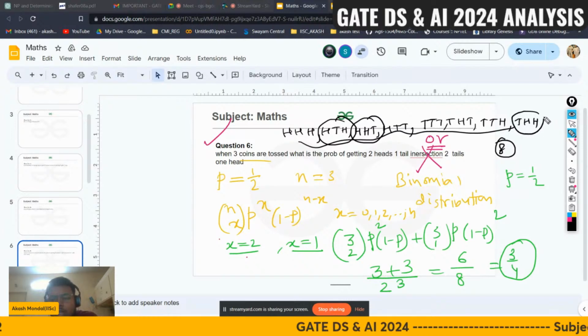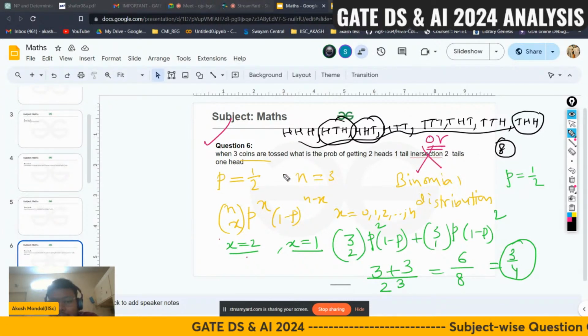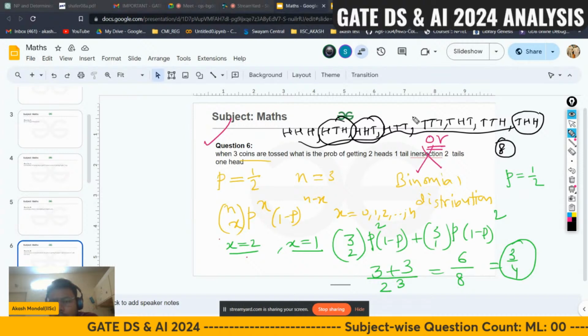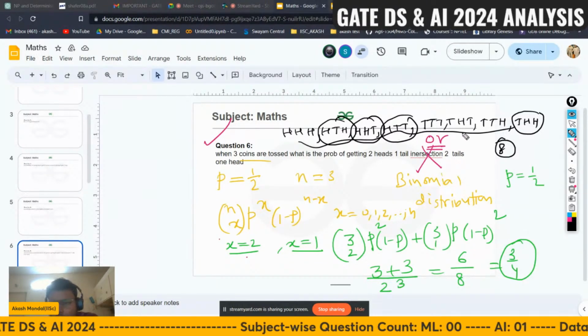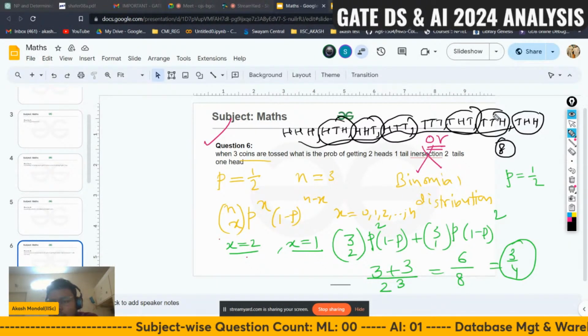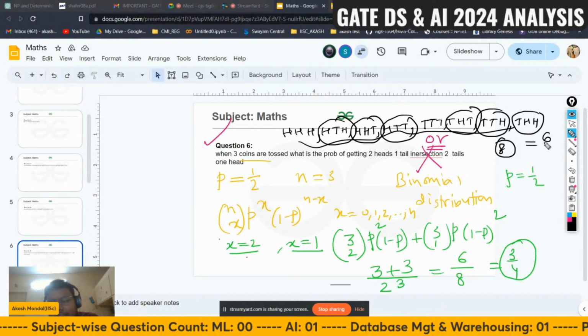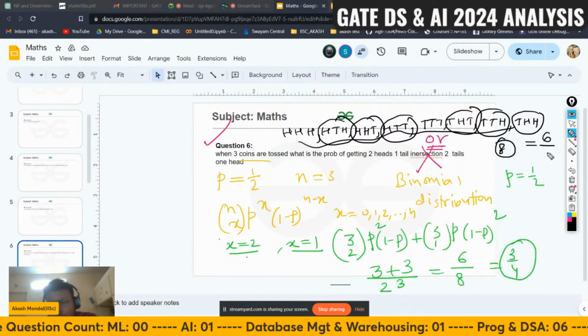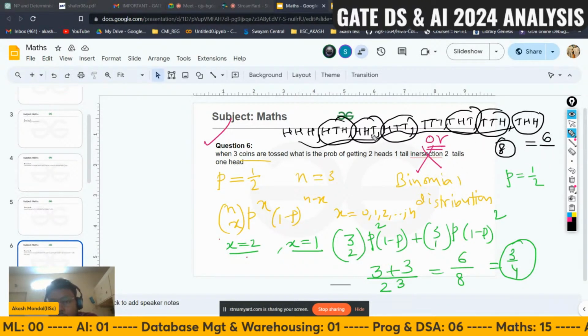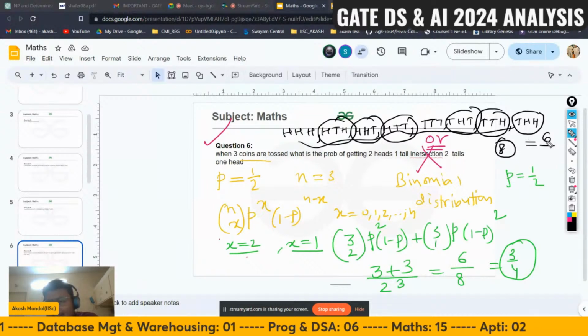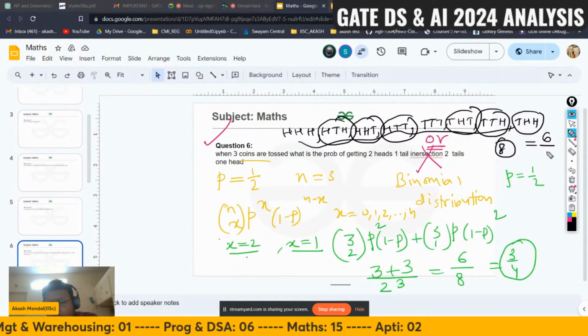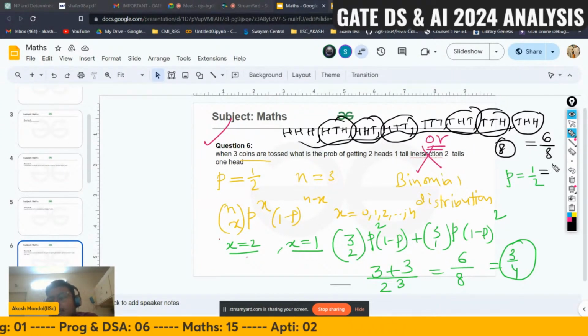2 heads and 1 tail, yeah. And 2 heads, 2 tails, and 1 head. So this one, and this one, and this one. So yeah, the total number of favorable cases is 6 and the total number of choices is 8. So 6 by 8, nothing but 3 by 4.